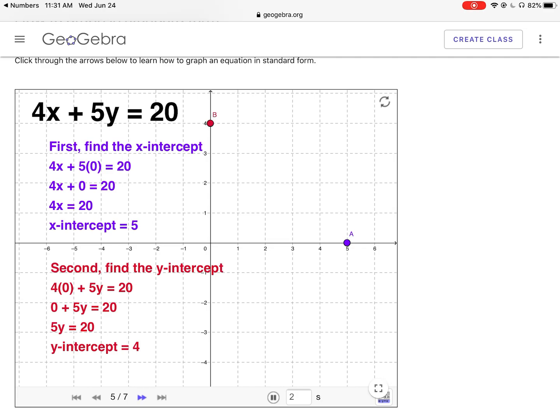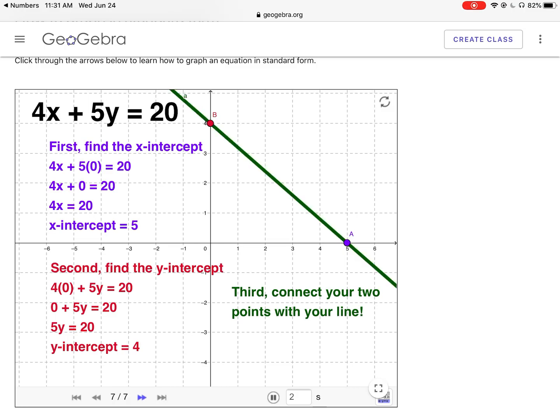Now you plot that point on the y-axis, and we have 2 points here. 2 points is all you need to form your line. And there you go, simple as that. So find the x-intercept, plot that point on the x-axis, find the y-intercept, plot that point on the y-axis, connect the 2 points with your line.